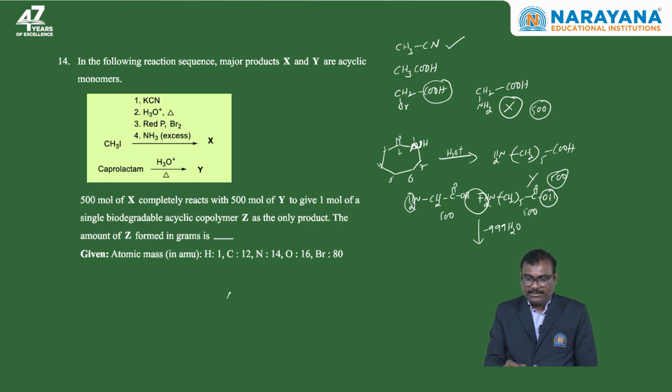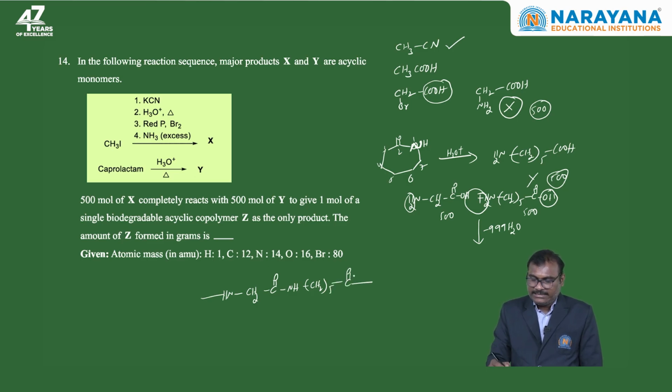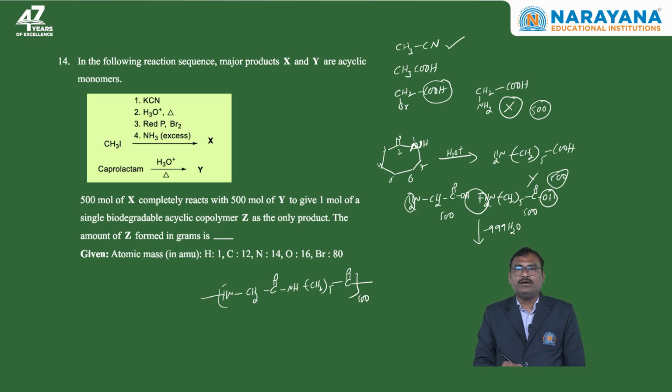Then what is formed? NH CH2 C double bond O NH CH2 taken 5 C double bond O. Finally, this is the copolymer we are actually getting, which has 500 units. Yes or no? A big 1 mole of the compound is formed, but in the terminal itself, hydrogen, and in the terminal itself, OH will be there. How do we find this molecular weight?